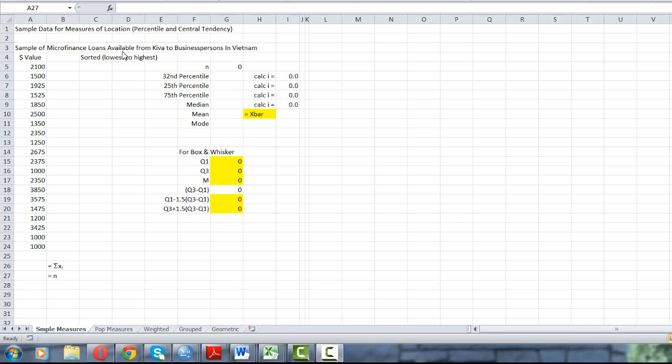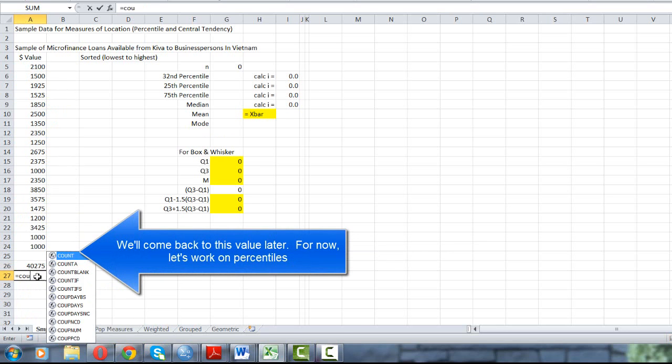It's the sample of microfinance loans available from Kiva to entrepreneurs in Vietnam. And there's over 4,000 of these values that I could have gotten. I took a sample of 20, and for the mean, if you recall, you need the sum of the values. Now instead of taking a calculator and adding each value, I'm going to do that in Excel, and so my sum is 40,275. I believe there's 20 observations, but just to verify, we can count, and there they are.